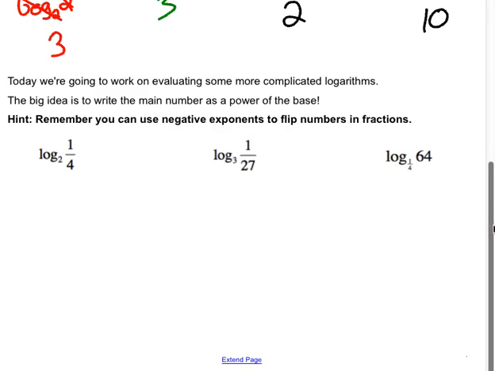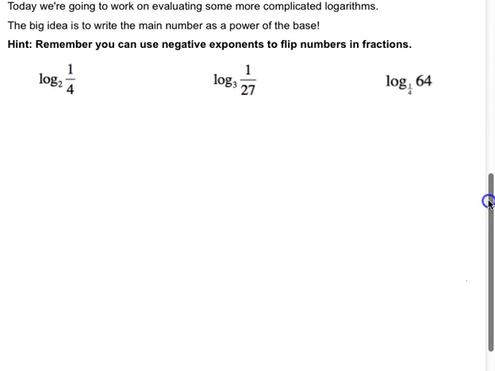So today we're going to investigate a little bit more difficult, trickier examples. The big idea is to write the main number as a power of that base. And sometimes we need some tricks in order to get there. The first trick I'm going to give you in your toolbox is negative exponents, because remember, negative exponents manipulate where the value is in a fraction. So here, I need to rewrite this main number as a base 2.